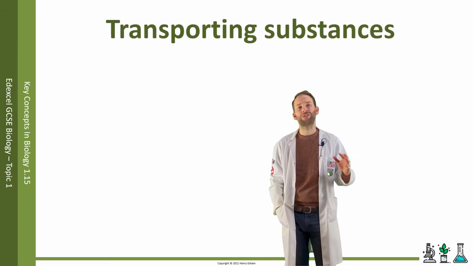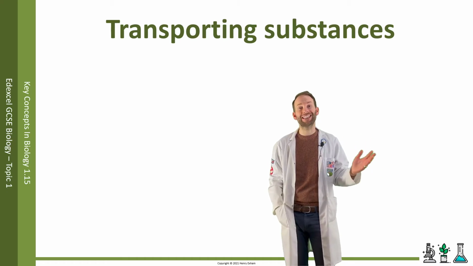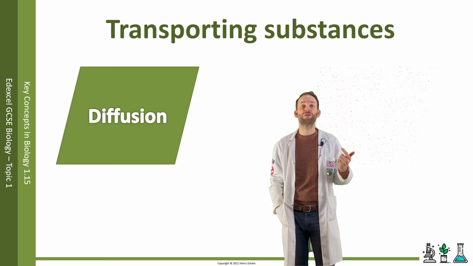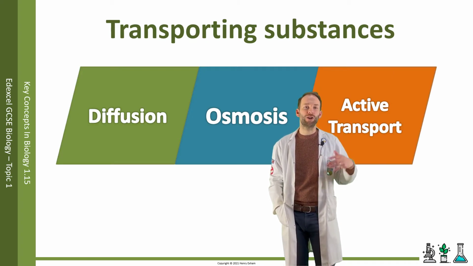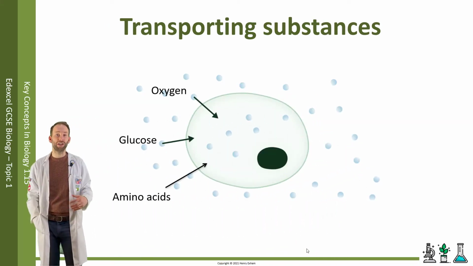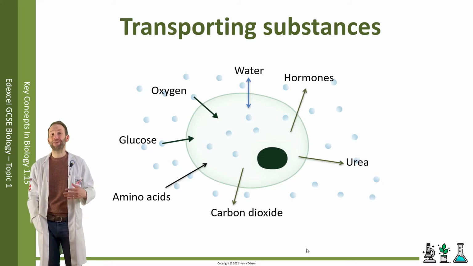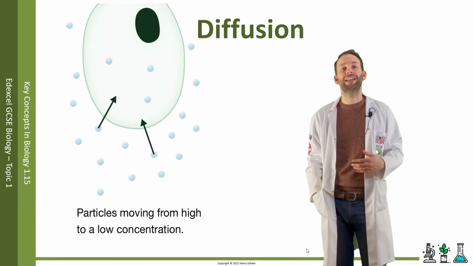So in order for the cell to carry out the many chemical reactions it needs to, substances must enter and leave the cell. Now this happens in three ways: diffusion, osmosis, and active transport. Cells need things like oxygen, glucose, amino acids to go in. They need some water, and they'll also be releasing waste such as urea and carbon dioxide, and maybe also secreting things like hormones and enzymes out of the cell. So it needs these methods for things to move in and to move out.